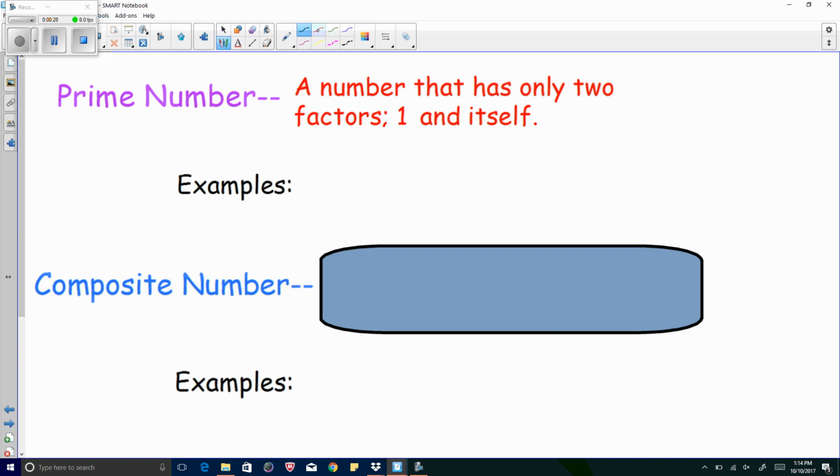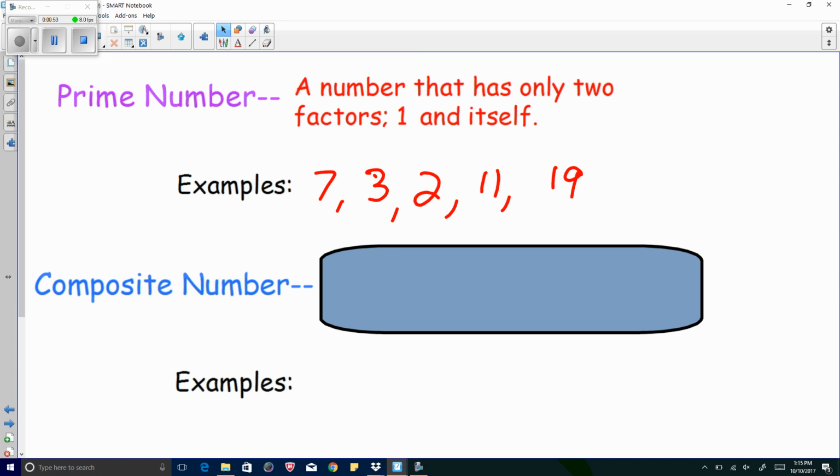Some examples of that are 7, 3, 2, 11, 19. All of these numbers cannot be divided equally by any other whole number. So for example, 2 times 1 is the only way you can get to 2. And 1 times 11 is the only way you can multiply to get to 11.